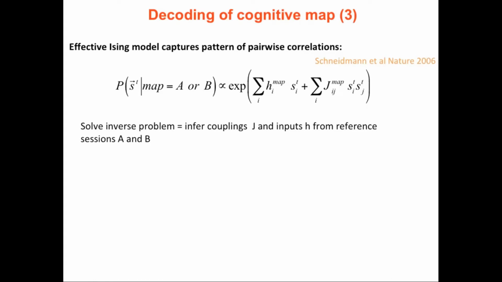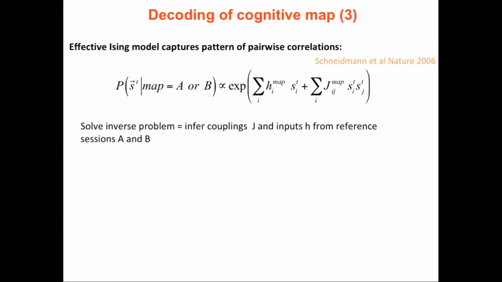considering. So what we want to do is actually to find the effective couplings J and the effective inputs H, or effective fields H, as you want to call them, from the recording data which are collected in the reference session A or B when the animal is wandering in box A or in box B. So how do we do that?